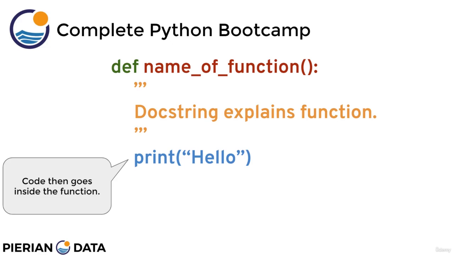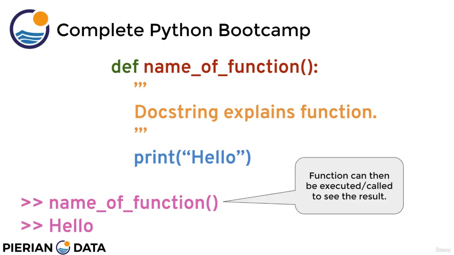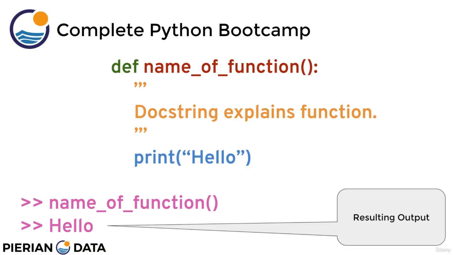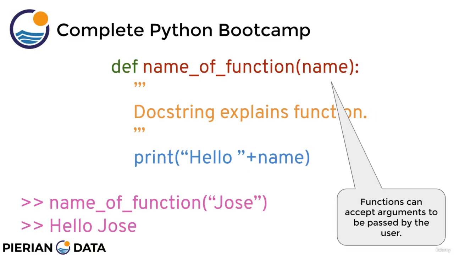So for example, this is a very simple function. All it's going to do is print hello. So if you were to call this function, you would simply say the name of the function, and in this case, open and close parentheses. So the function is executed, and then it takes whatever code is inside the function and runs it. In this case, it will just print hello. So there's your resulting output.